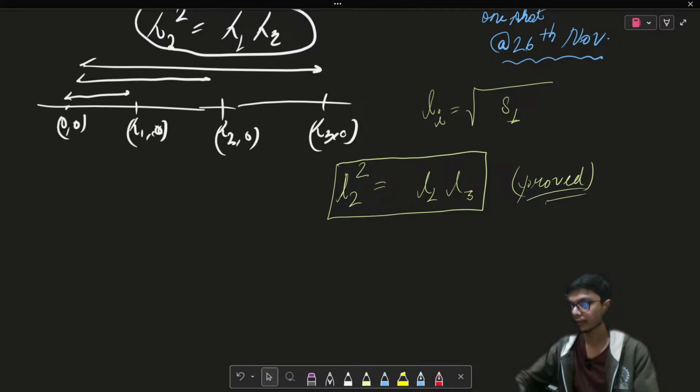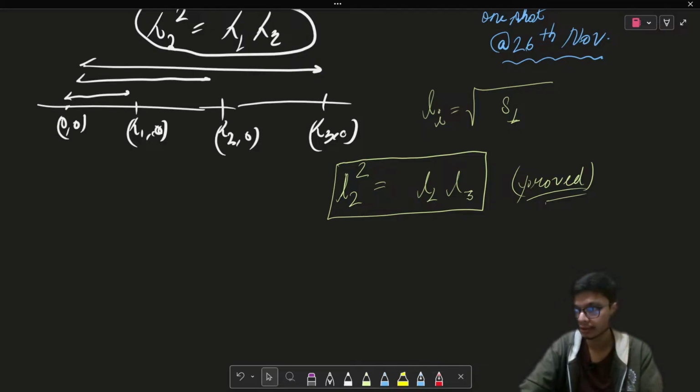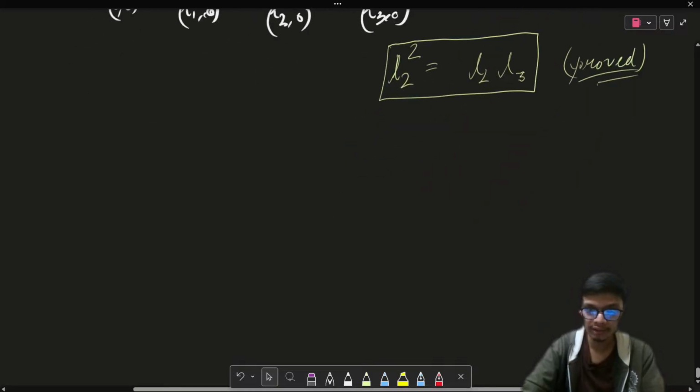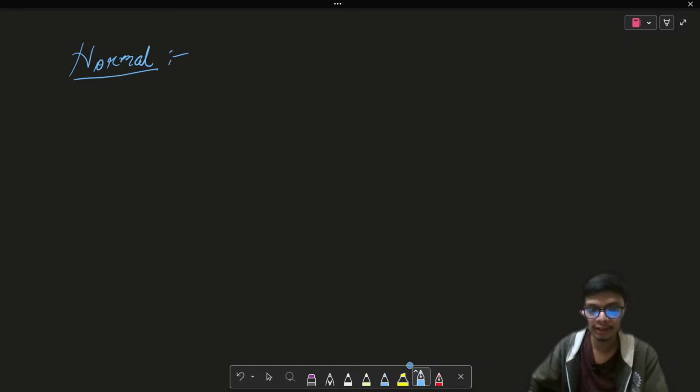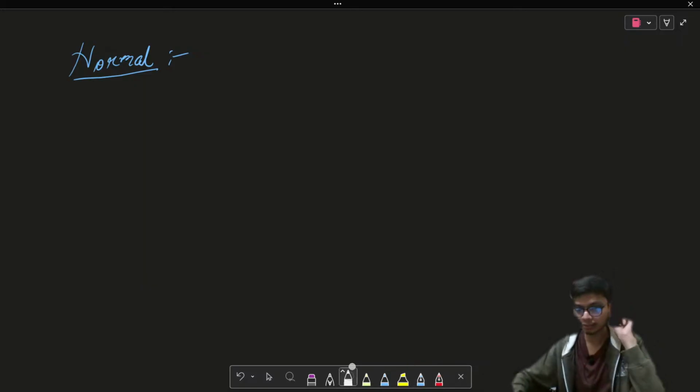Okay, so let us now move forward towards understanding another concept, that is regarding the normals. Normal to a given circle is another important concept, but in the case of a circle, the normal is a very easy concept, because the normal to the circle will always pass through the center.